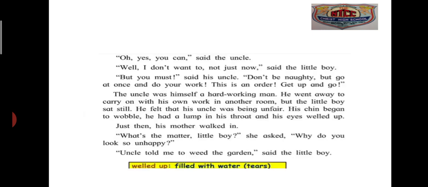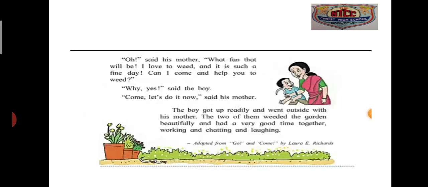Just then his mother walked in. "What's the matter, little boy?" she asked. "Why do you look so unhappy?" Now she was a mother. She could see her child sitting in a still position. She looked at him and said, "What happened? What's the matter?" Then the little boy told his mother, "Uncle told me to weed the garden."